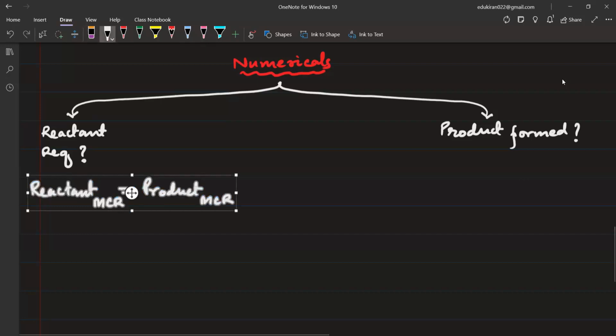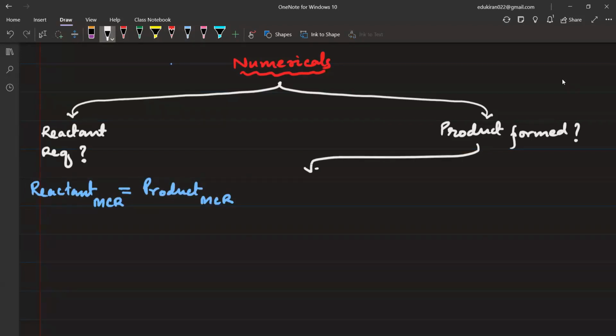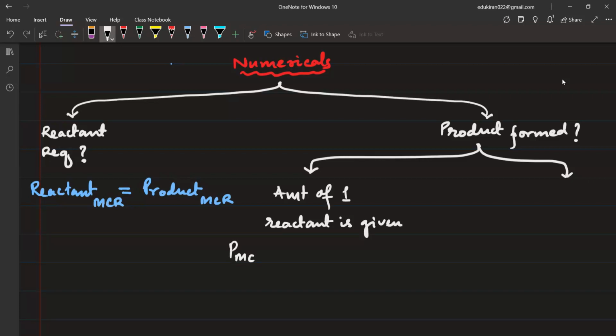After this, if they are asking about the product form, then there are two different cases in the product form also. Okay, so first case is only one reactant given. You have been given only the amount of one reactant. When the amount of only one reactant is given and they're asking product form, तो आप बस लिख दीजिएगा product का MCR will be equal to reactant MCR and you can proceed. ये starting point होना चाहिए.